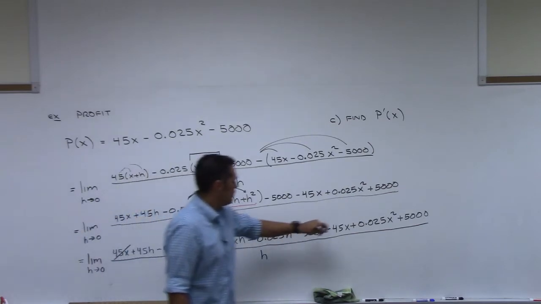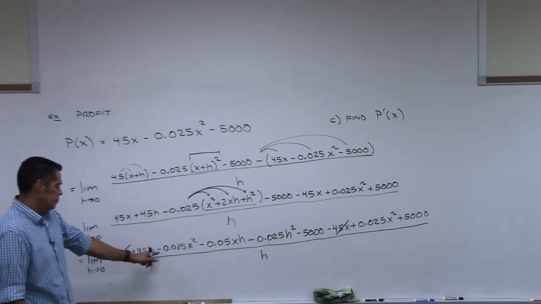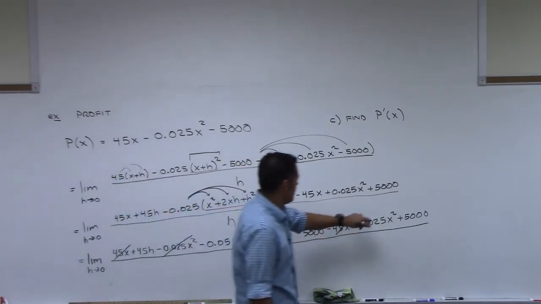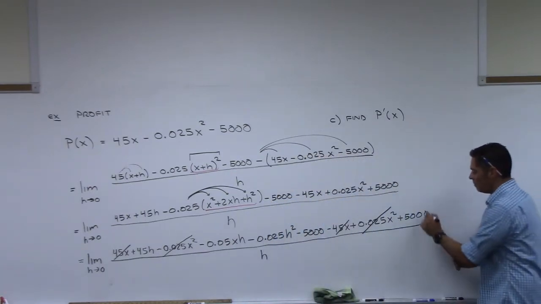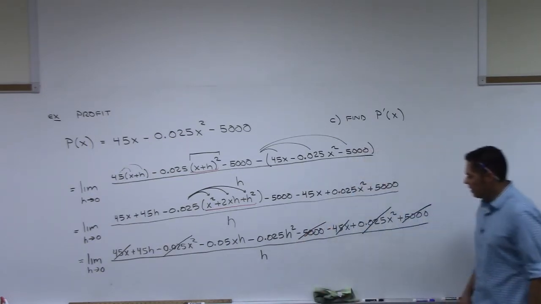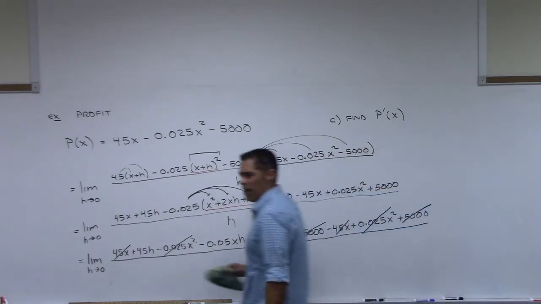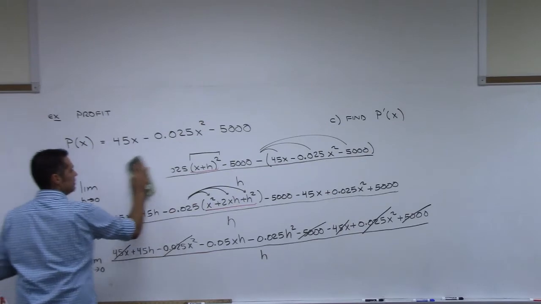45x minus 45x. This one right here with the x squared on it, and this one right here with the x squared on it. The 5,000s, where is it? There it is. Anything else? We'll pull the h out, right? But everything else that's left has an h. So I'm feeling pretty good about that at least. Come back up here.